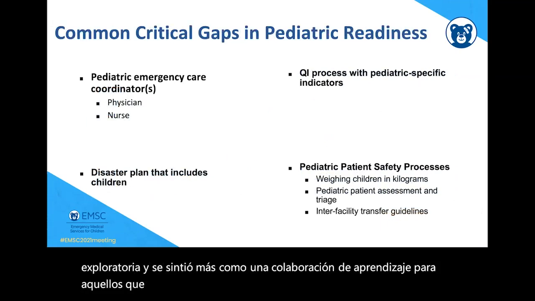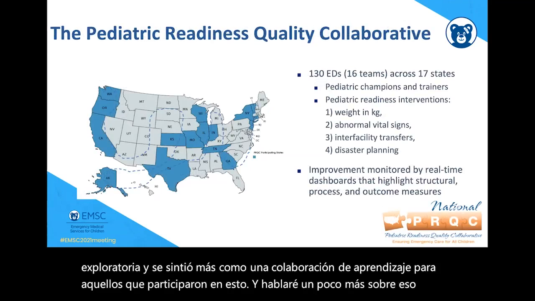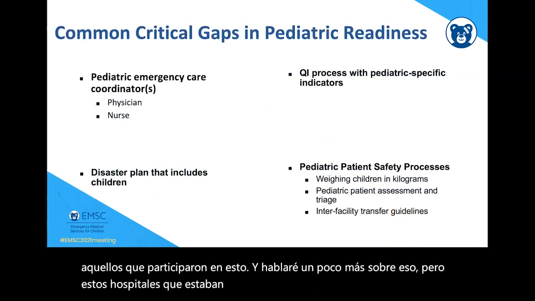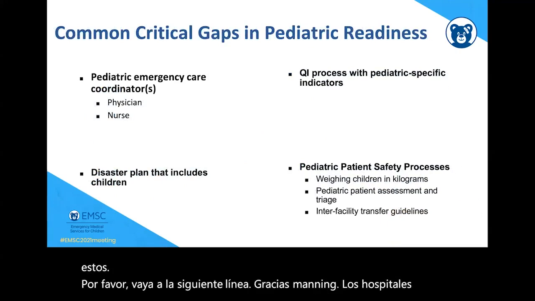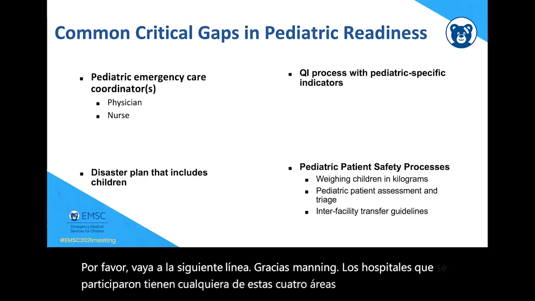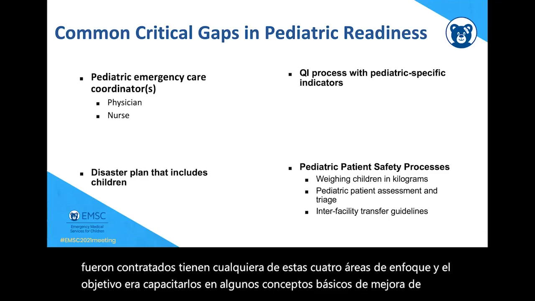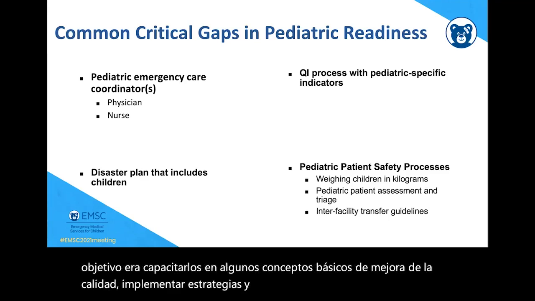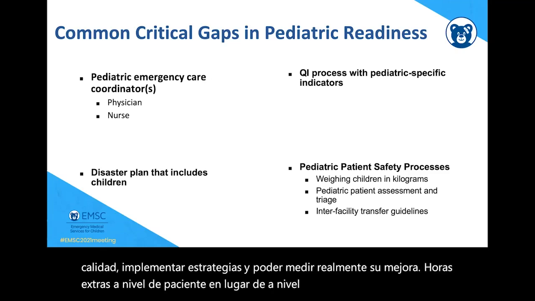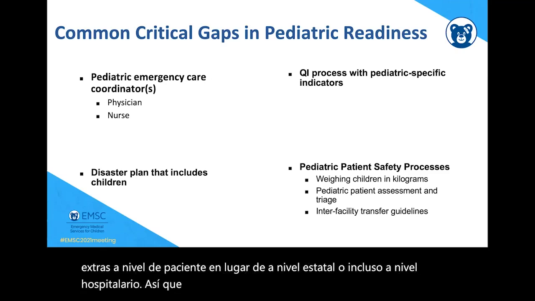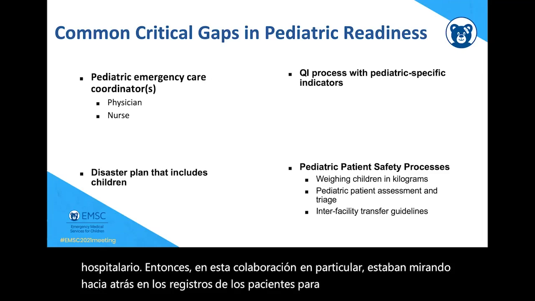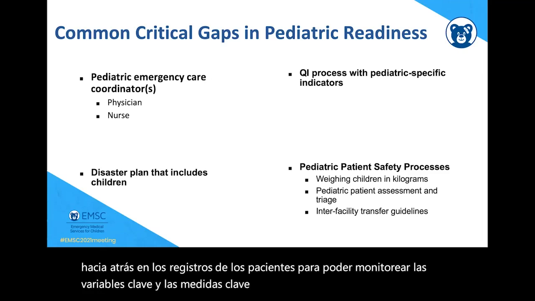But these hospitals that were engaged, please go to the next slide, thanks Meredith. The hospitals that were engaged chose any of these 4 areas of focus, and the goal was to train them in some basics of quality improvement, implement strategies, and be able to actually measure their improvement over time at the patient level, as opposed to at the state level or even the hospital level. So in this particular collaborative, they were looking back at patient records to be able to monitor key variables and key quality measures to look for improvement relative to those 4 bundles. Next slide, please.